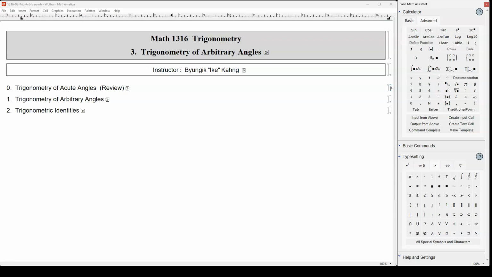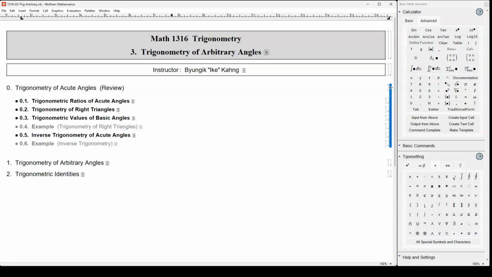Previously in Lesson 2, we studied the trigonometry of obtuse angles. Excuse me, I said it backward. Previously, we did trigonometry of acute angles. Now, we're going to do trigonometry of obtuse angles and beyond. I said it backward, sorry about that.